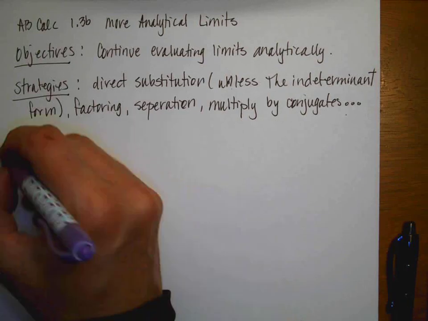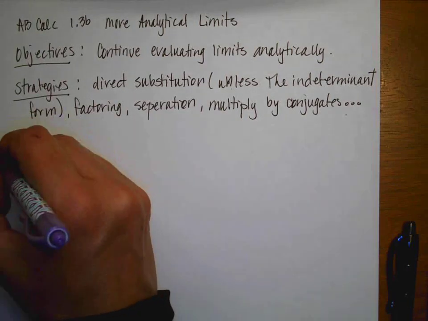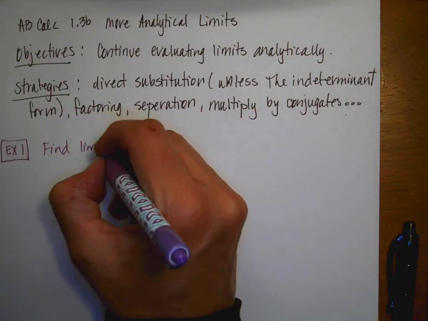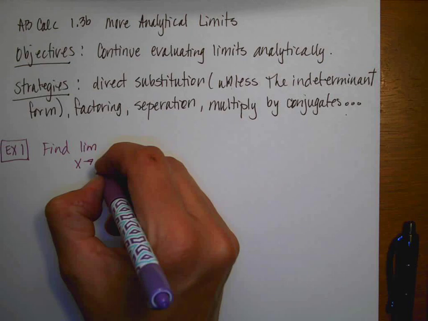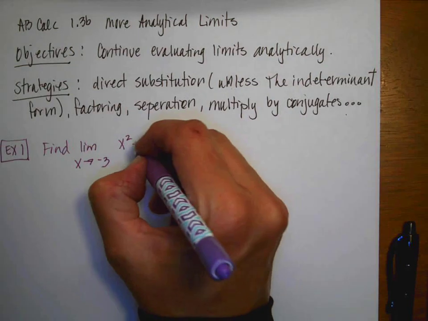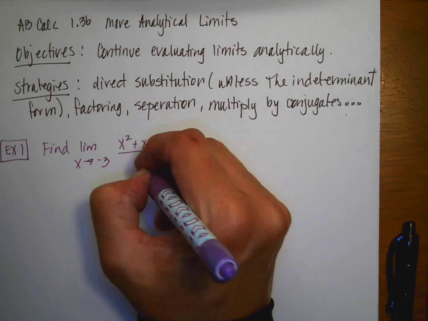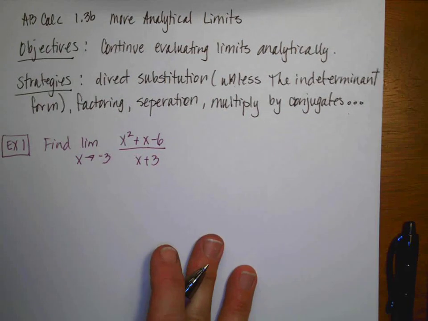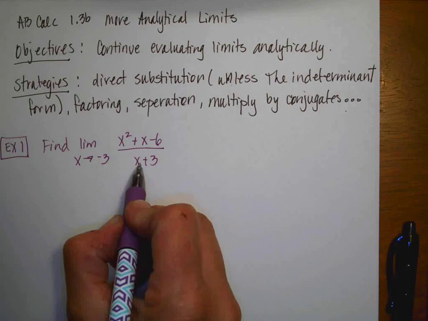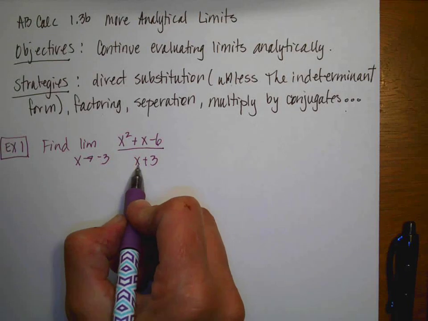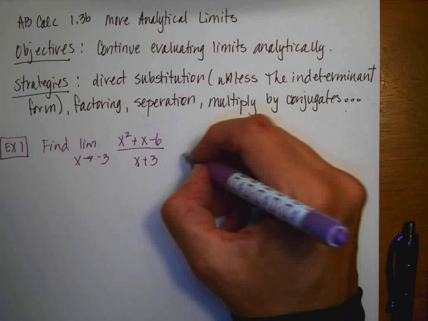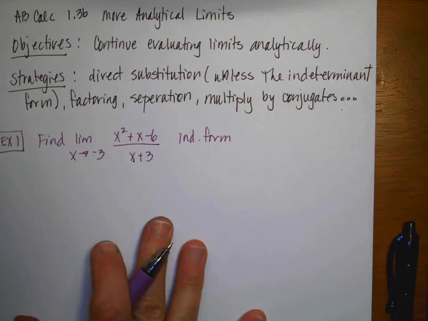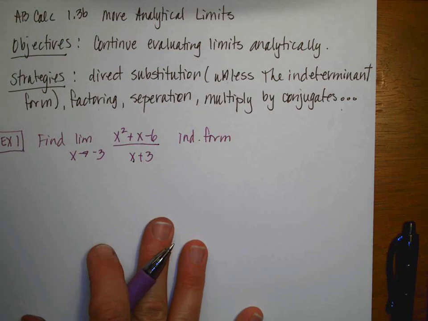So for our first example, and we're just going to learn as we do, I want to find the limit as x approaches negative 3 of x squared plus x minus 6 over x plus 3. The first thing that we should always consider is direct substitution, but if you'll notice, if I put a negative 3 in the denominator, the world might explode, so this is the indeterminate form, okay? So that means that I have to do some algebra.